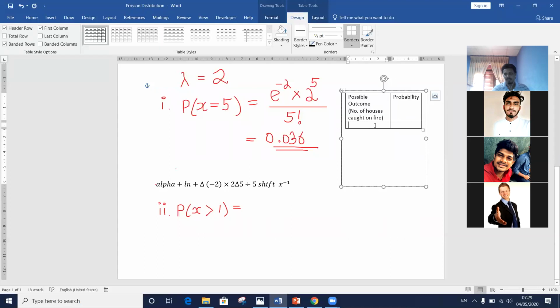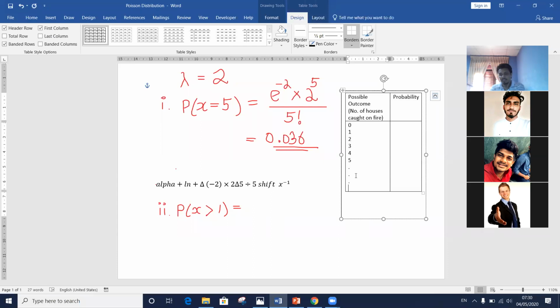So what are the possible values here? There are 1000 houses, and it is possible that not a single house catches fire. 0 is a possible outcome. Only one house can catch fire, two houses can catch fire, 3, 4, 5. It can go on and on, up to 998, 999, or even all 1000 houses could catch fire. These are the possible outcomes.